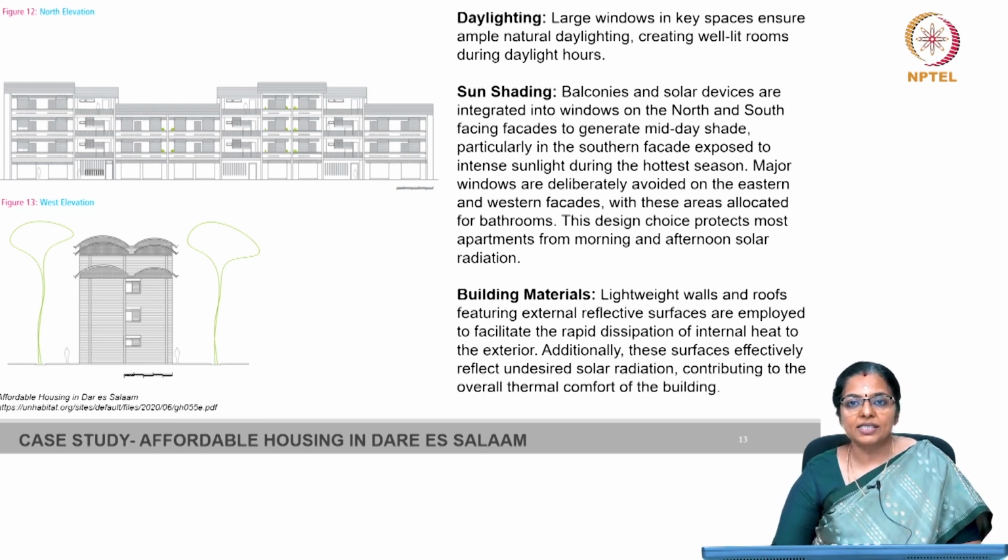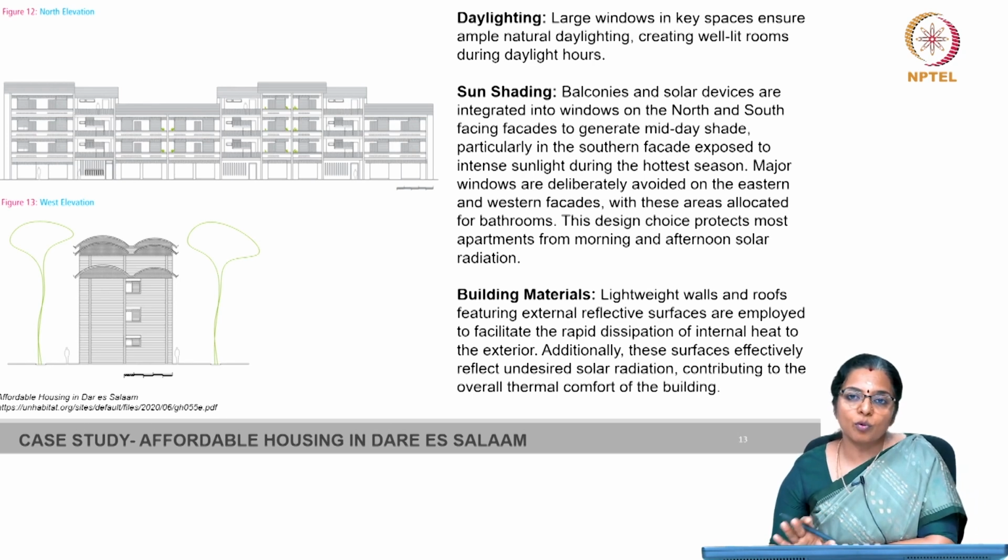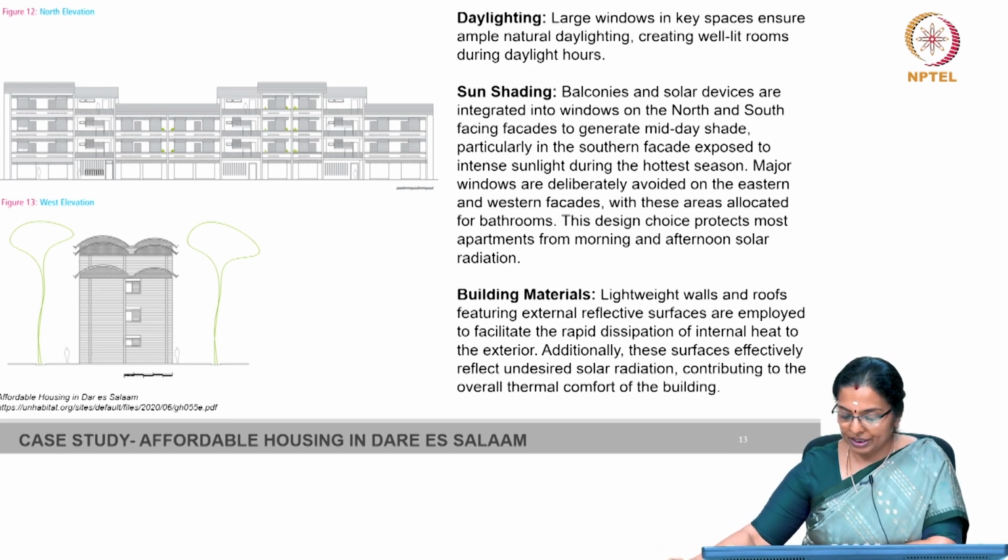Balconies and solar devices are integrated into windows on the north and south facing facades to generate midday shade, particularly in the southern facade, which is exposed to intense sunlight during the hottest season. Major windows are deliberately avoided on the eastern and western facades, with these areas allocated for bathrooms even in the houses which are placed in the end. This design choice protects most apartments from morning and afternoon solar radiation.